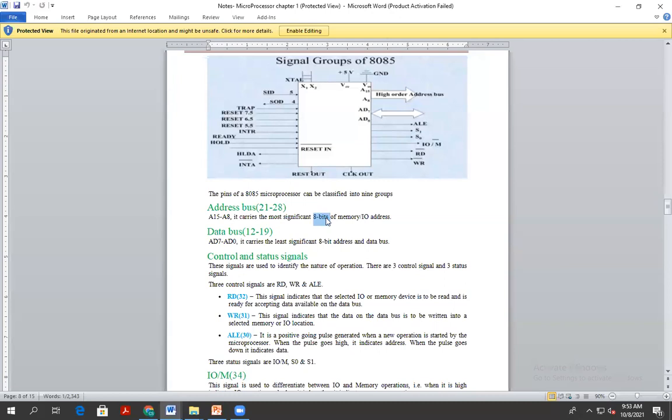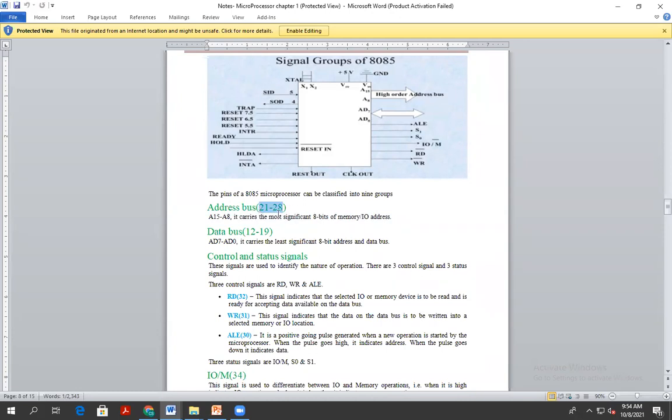Because the main feature of 8085 is that it is 8-bit. So this carries the most significant 8 bits of a memory or I/O address. That is the functionality of pin number 21 to pin number 28. That is the address bus, pin number 21 to pin number 28.